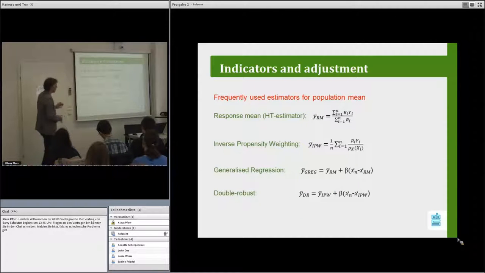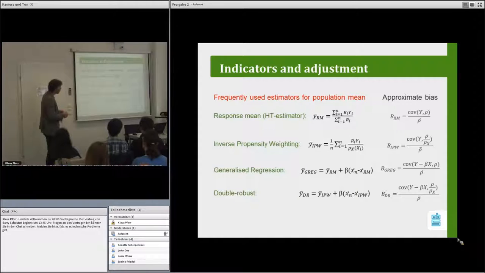So here again, there are these four estimators. Now what you can do is approximate the bias of these estimators. Maybe you have seen this before; it's an expression that comes up in the literature every now and then. The bias of the mean is the covariance between what you're trying to observe, the y, and the propensity, divided by the mean of the propensity.